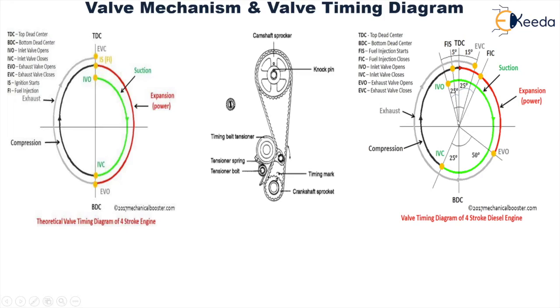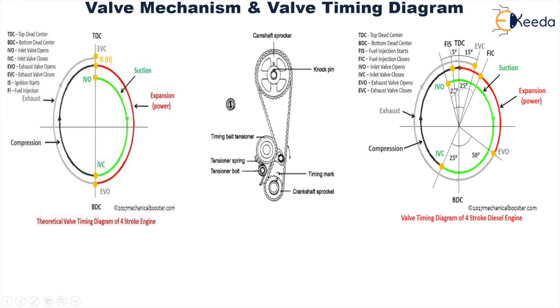This is the representation of an actual valve timing diagram. As you can see, before the piston reaches top dead center, inlet valve has started to open, so that by the time 0 degrees of crankshaft revolution is there or the piston is at TDC, the inlet valve is completely open. And you can see that after the piston has passed BDC in the compression stroke, the inlet valve has closed. That is, we will see that inlet valve opens 25 degrees before top dead center and closes about 25 degrees after bottom dead center in crankshaft revolution.